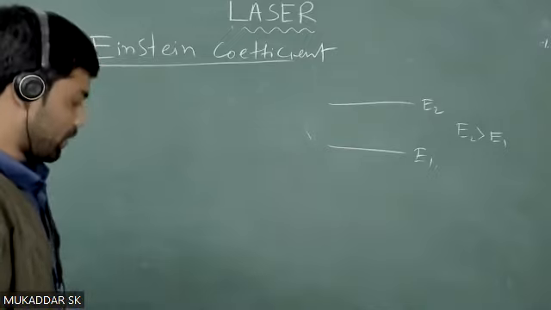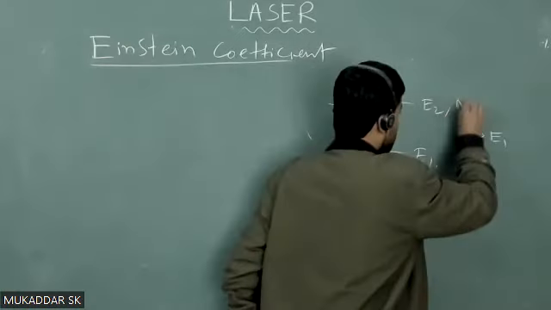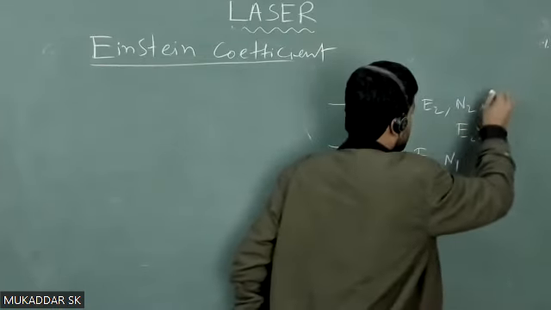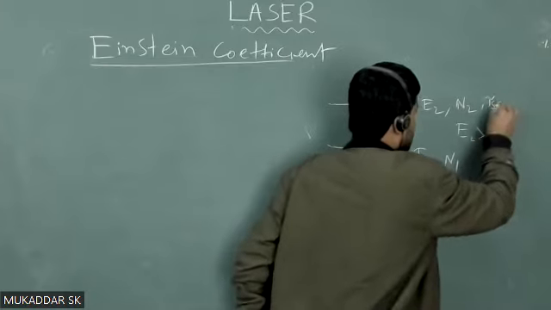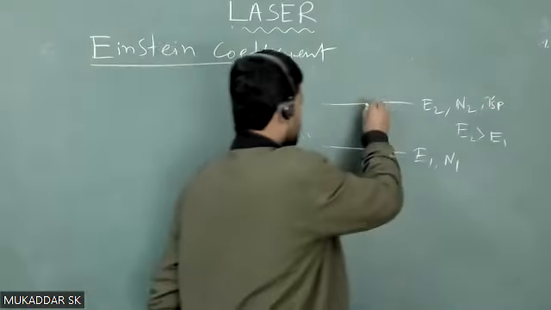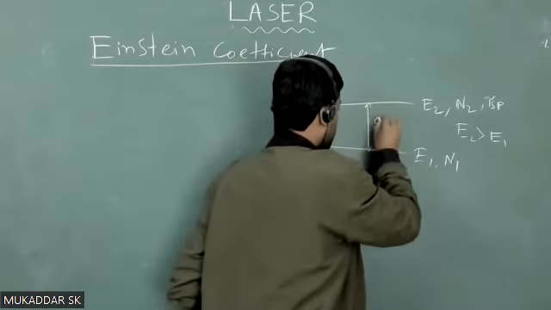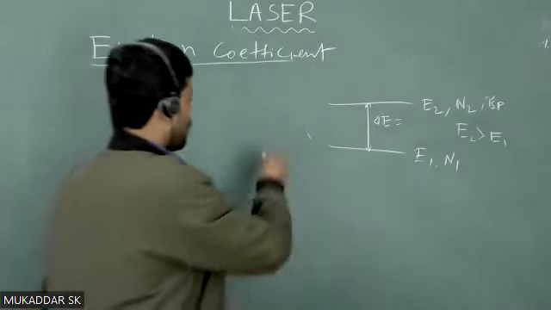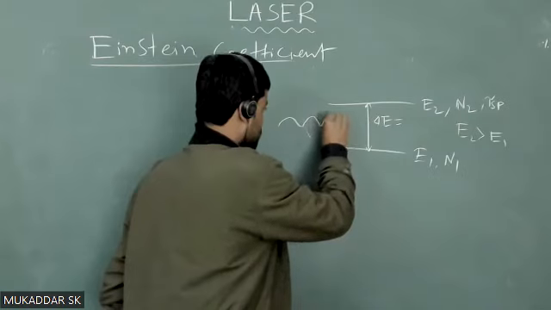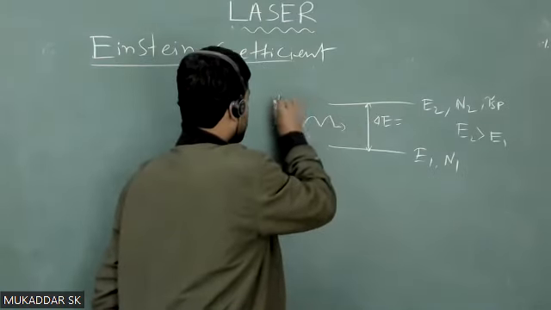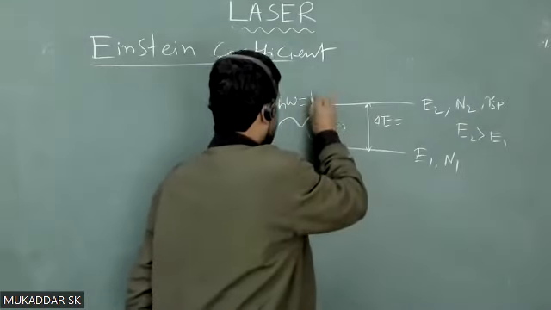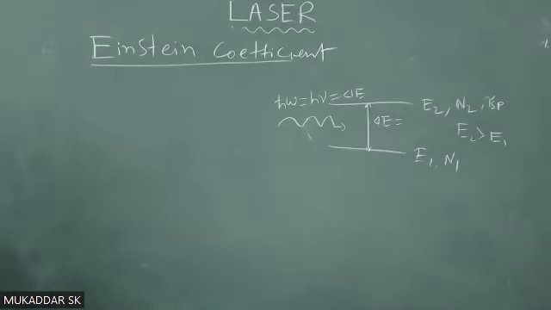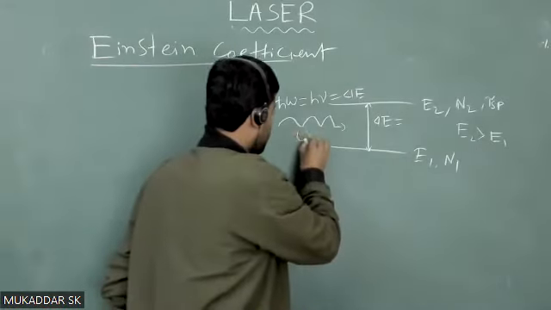Okay. So you have two levels, E2 and E1. The number of atoms per unit volume at E2 is N2, and at E1 it is N1, and tau sp is the spontaneous lifetime of level E2. The separation between these two levels is delta E. Now you are sending a photon. The energy of this photon is h cross omega, or you can write h nu, matching the energy gap delta E. And the energy density of this photon is U of omega.